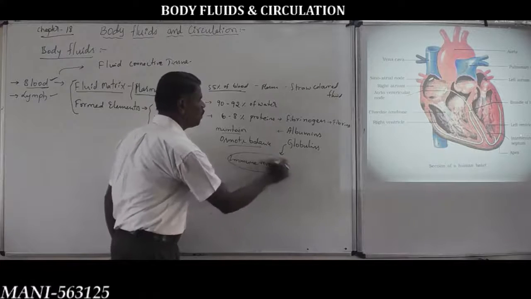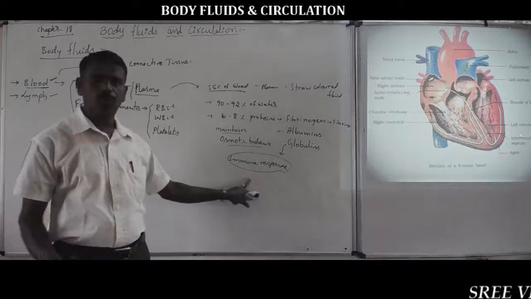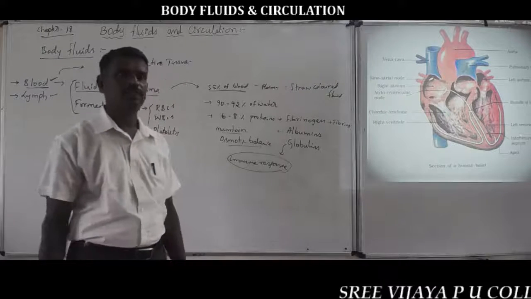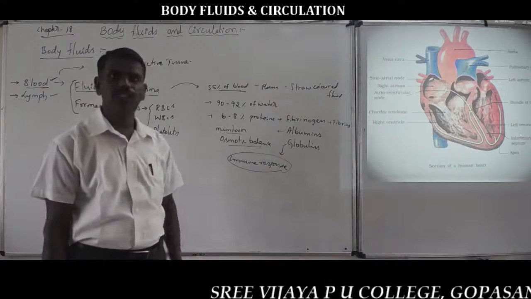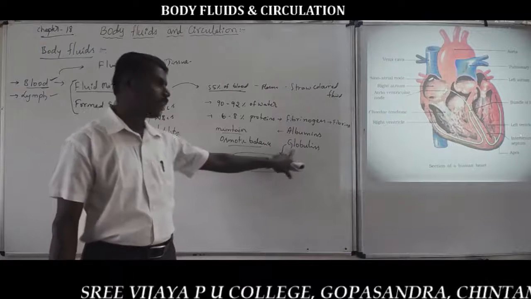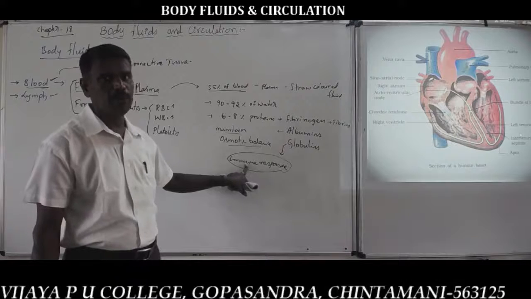Immune response of the body, like antibodies. All the antibodies are immunoglobulins. There are different types of immunoglobulins. There are 5 types of immunoglobulins. Those are all globulins which respond to the immune system of our body.